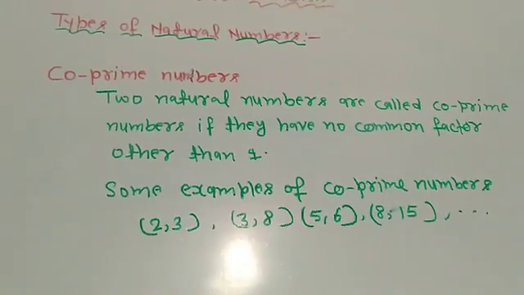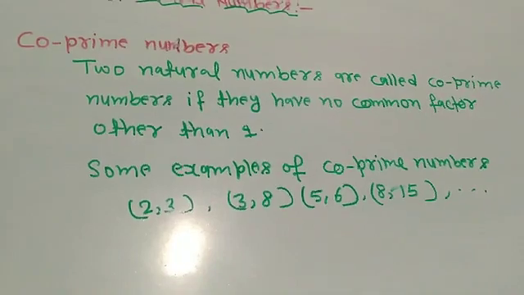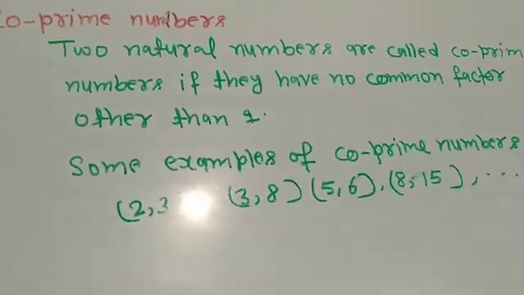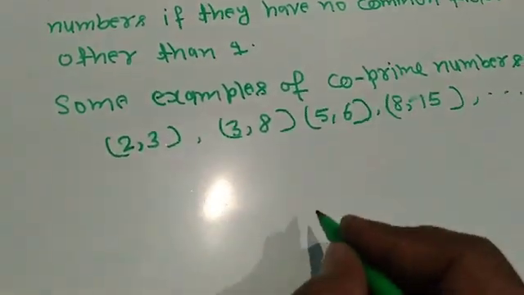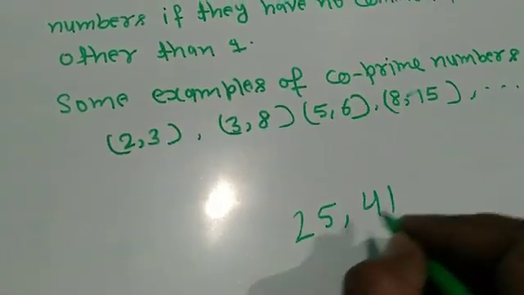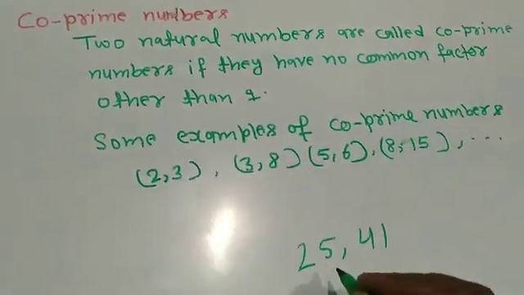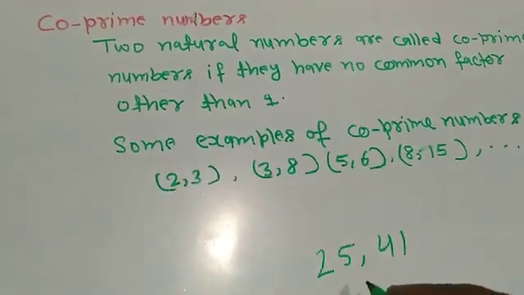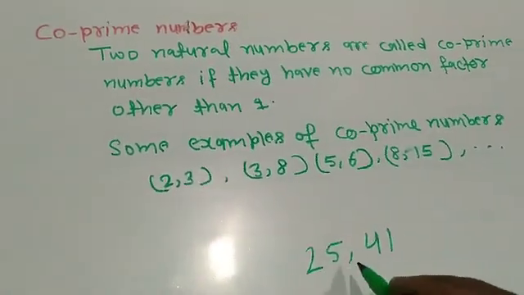One question arises here. Are 25 and 41 co-prime numbers? 25 and 41 are both natural numbers. Yes, they are co-prime, because they have no common factor other than 1.